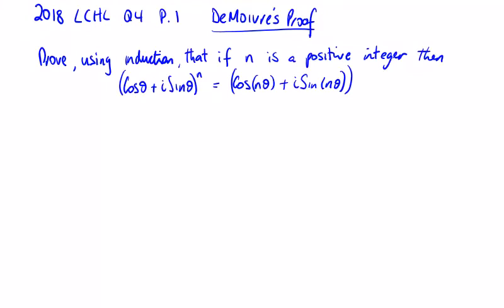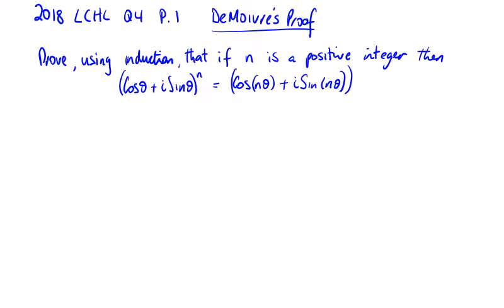Okay, 2018 Leaving Cert Higher Level, Question 4, Paper 1 was the proof of De Moivre's theorem. Prove using induction that if n is a positive integer, then (cos theta plus i sine theta) to the power of n is equal to cos n theta plus i sine n theta.